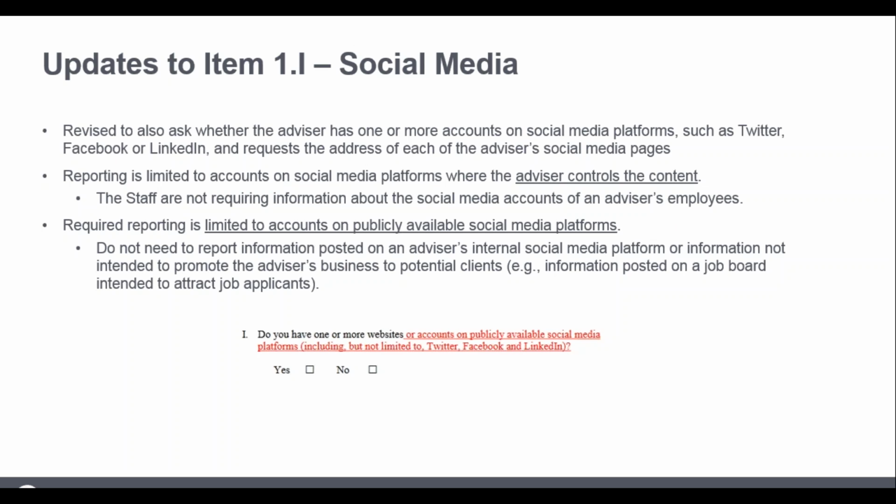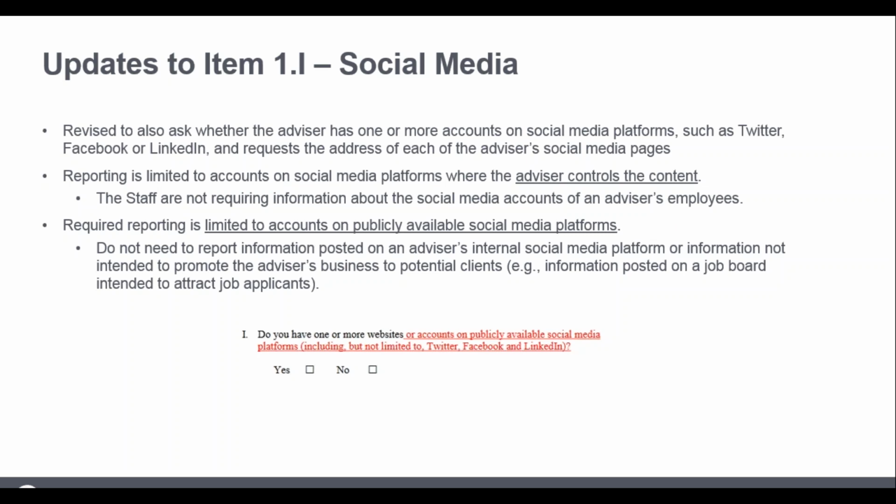The exception here really could be a one-man shop where it's kind of difficult to discern control over that content because the advisor and the employee are essentially one and the same. And you can also limit this reporting to accounts that are publicly available. So if you have an internal social media platform, you would not need to disclose that. Also, if you have a social media platform that's used to promote the business of an affiliate that's not registered with the SEC, you also don't need to disclose that.